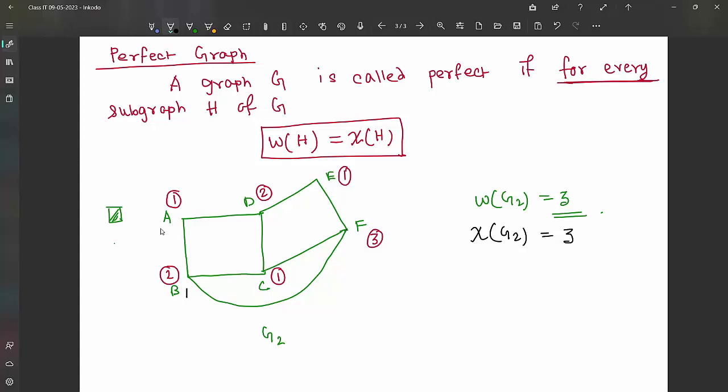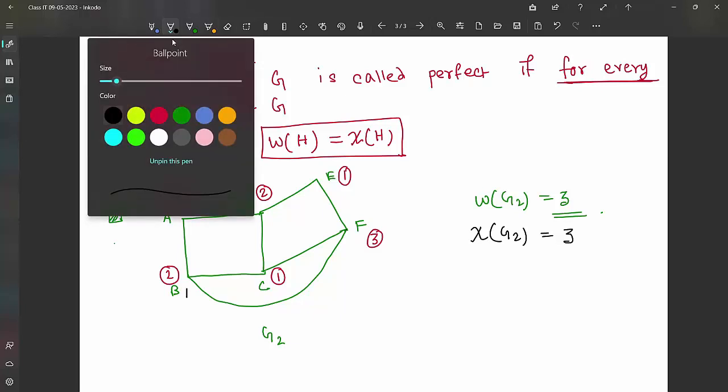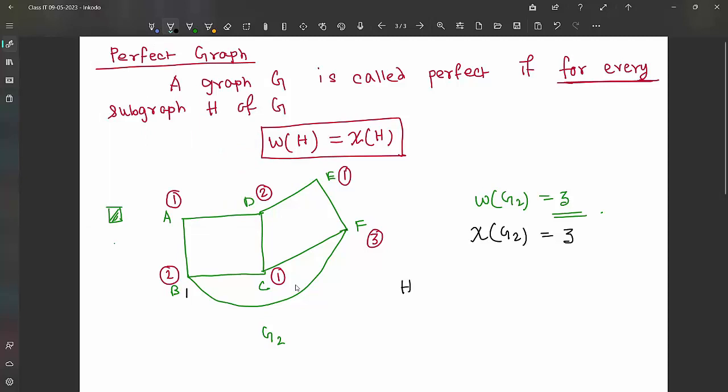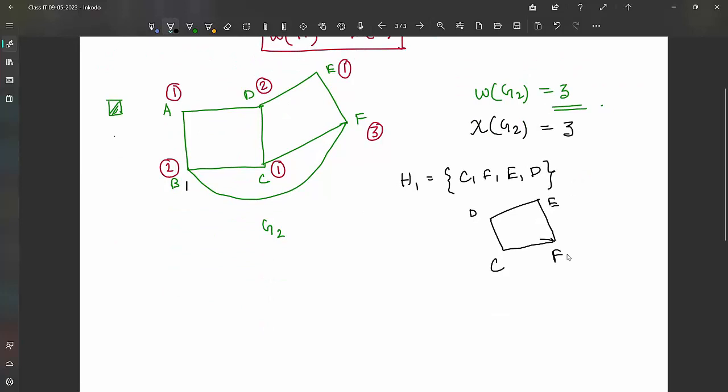Now take some arbitrary subgraph. Suppose you take H1 as this graph. H1 is a subgraph of G, with the vertex set C, F, E and D. Suppose you take this subgraph, the CFED portion, that means only these portions of the graph. Now tell me, what is the chromatic number of this graph? Chi of H1.